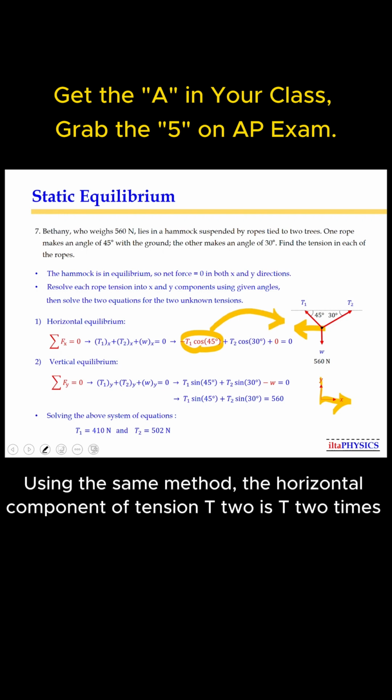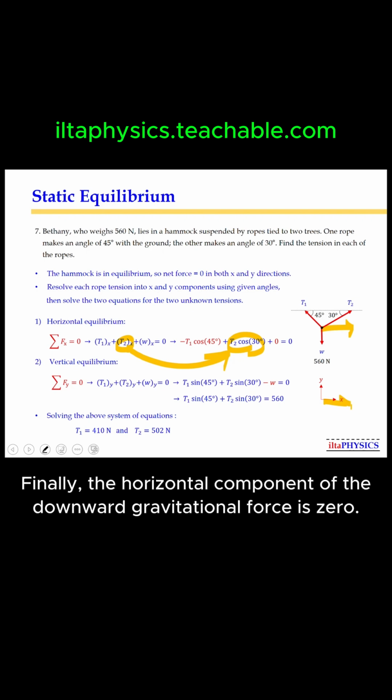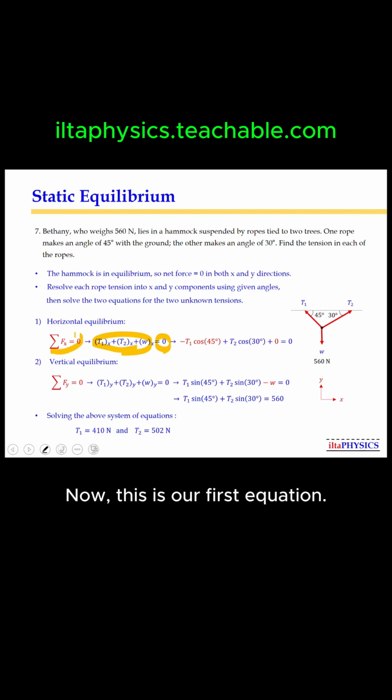Using the same method, the horizontal component of tension T2 is T2 times cosine 30 degrees, and this takes a positive value. Finally, the horizontal component of the downward gravitational force is zero. Since the hammock is in static equilibrium, the sum of these three horizontal forces equals zero. Now this is our first equation.